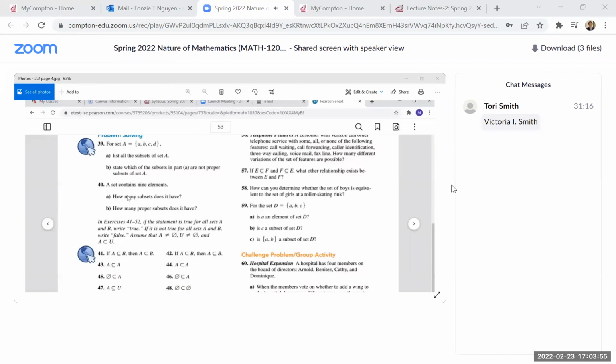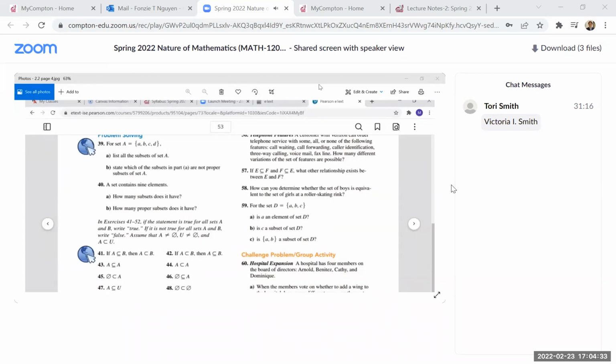Yeah, 2 to the nth power, right? So 2 to the 9th power is 512. So 512 is the number of subsets. What about how many proper subsets? 511. All you have to do is subtract 1. Very good. So the answer for part A was 512, and for part B, 511.